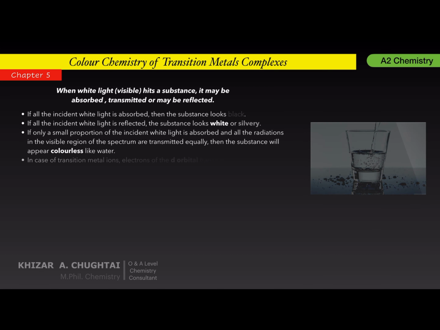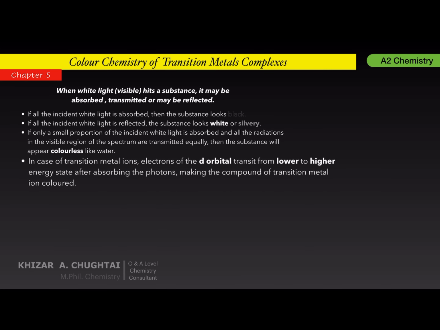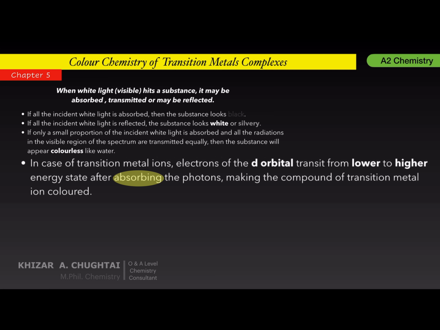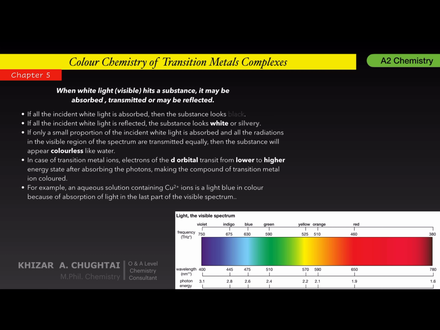In the case of a transition metal ion, electrons of the d orbital transit from a low energy to a high energy state after absorption of a photon, making the complex of these transition metals colored. For example, an aqueous solution of copper(II) ions is light blue in color. It means that it's absorbing some portion of the red light, or it is not absorbing the blue region of the spectrum. So that's why its color appears blue.